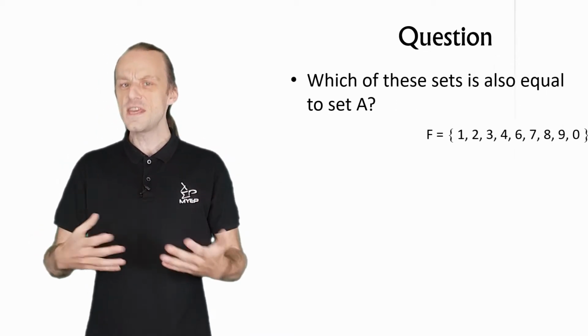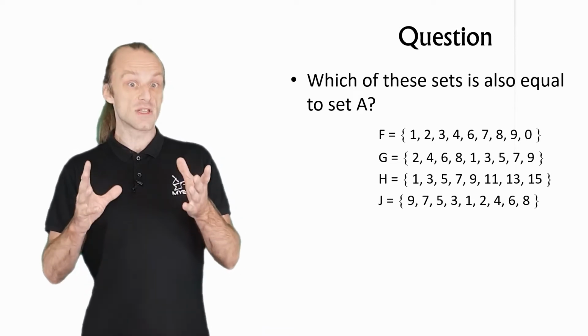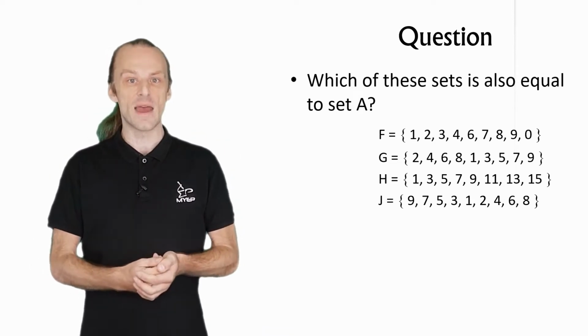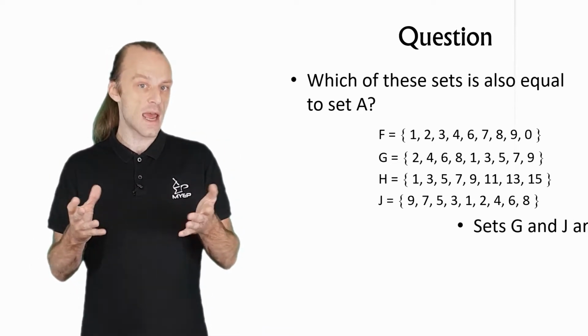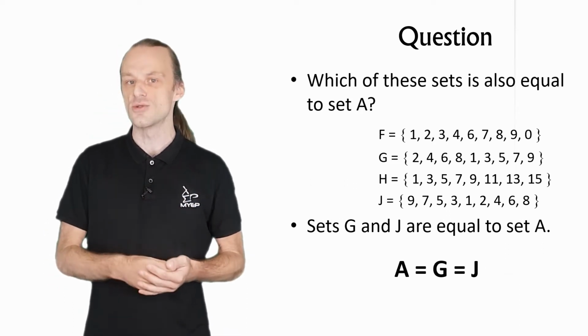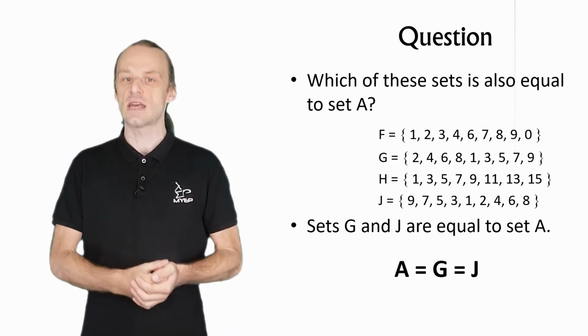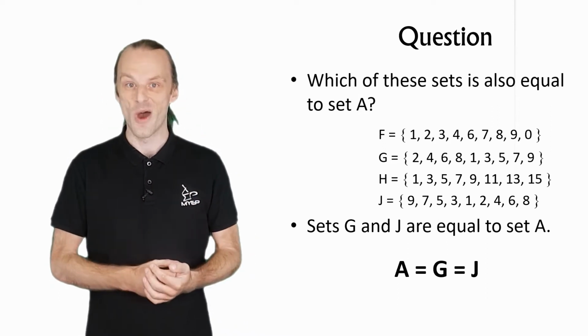So just a quick question for you. Which of these sets is also equal to set A? Pause the video if you'd like to think about it, but I will tell you now that sets G and J are equal to set A. In this case, they all have exactly the same members, the numbers 1 to 9.